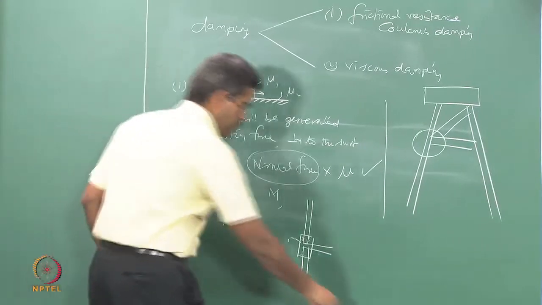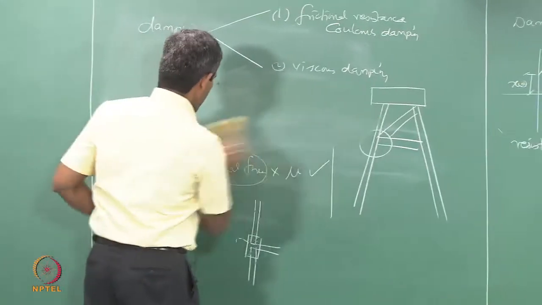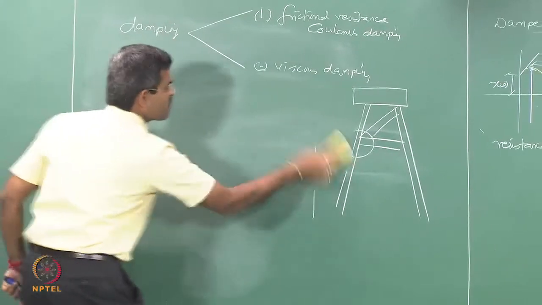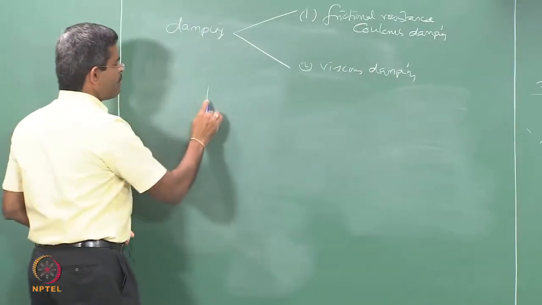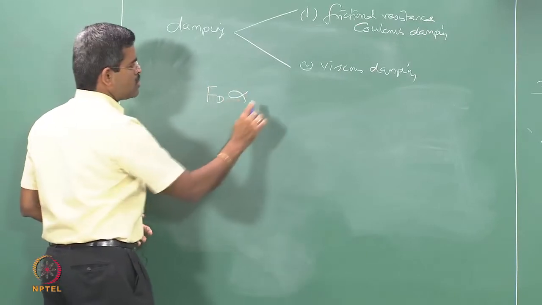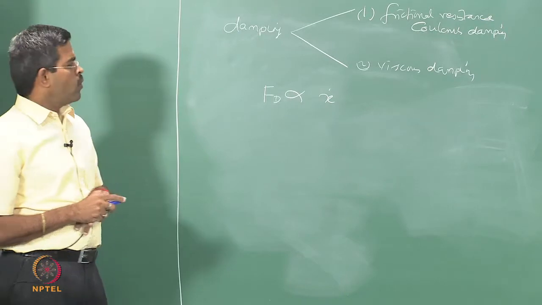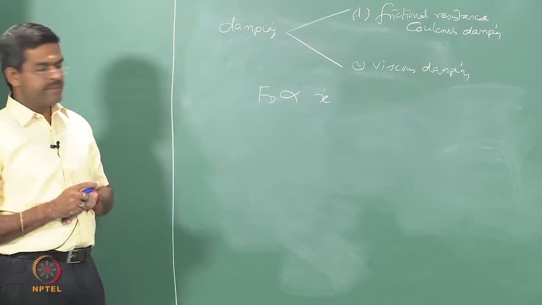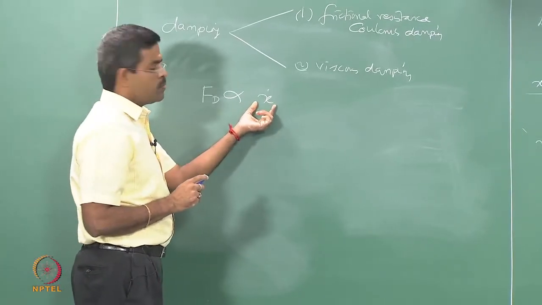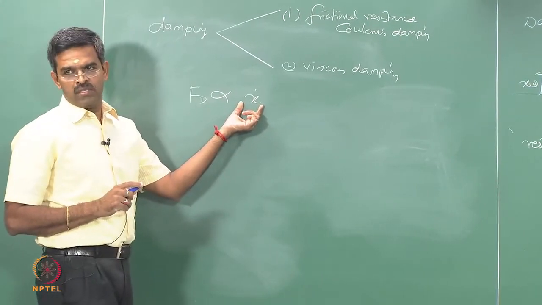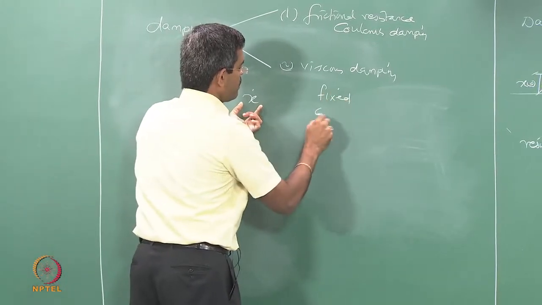Then what is a valid model? The second model available is viscous damping. In this case, the damping force is proportional to the velocity. One can ask me a fundamental question here: why will the damping force proportional to velocity always be present in an offshore structure? We all know, whether it is fixed or compliant.